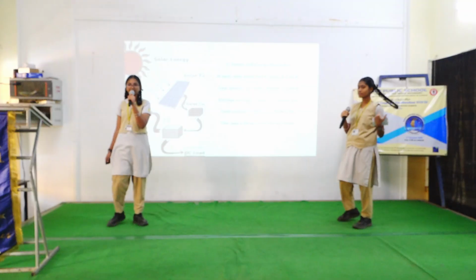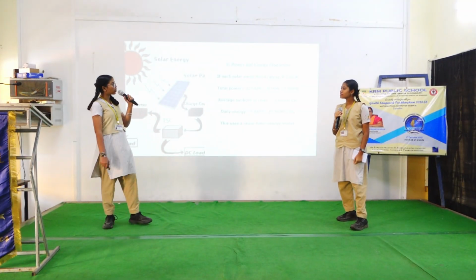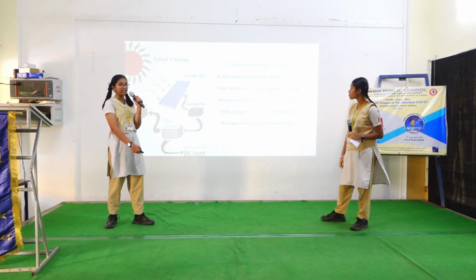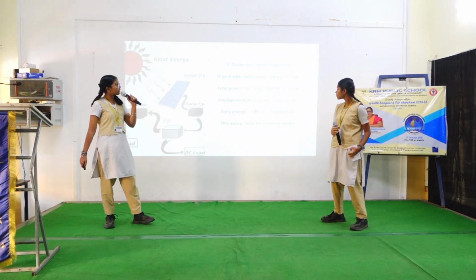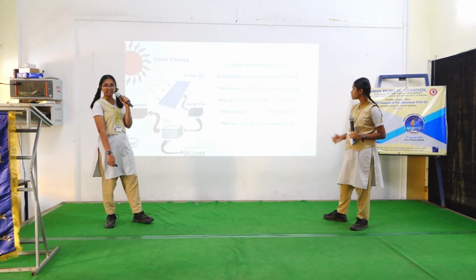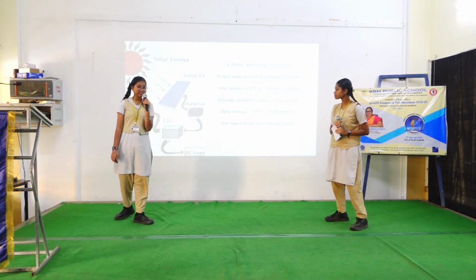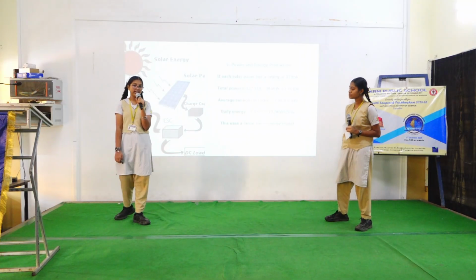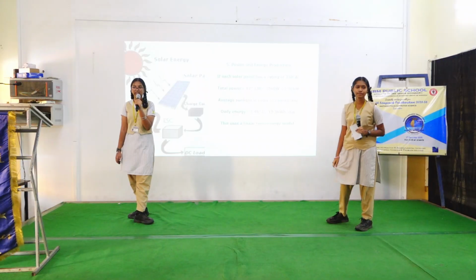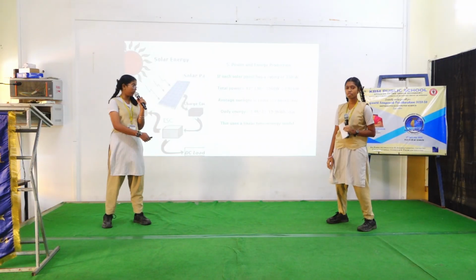Power and energy production. For example, if each solar panel has a rating of 330 watts, and we are going to calculate it for 12 panels, total power is equal to 12 into 330, which is 3.96 kilowatts. As the average sunlight in India is 5 hours per day, we are going to calculate the daily energy: 3.96 into 5, which is 19.8 kilowatt-hours.